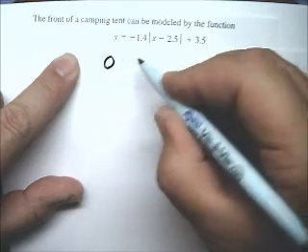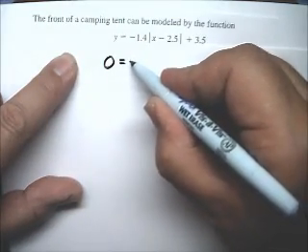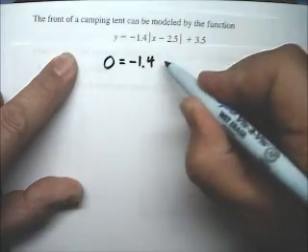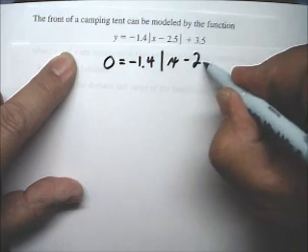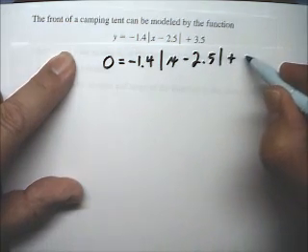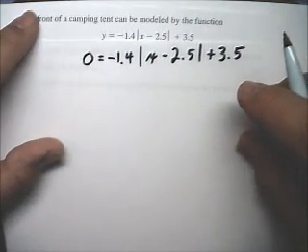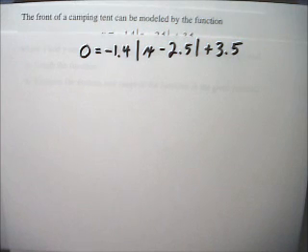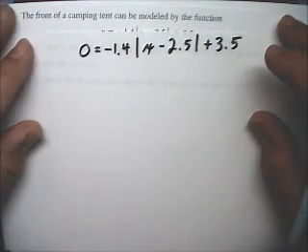So y equals 0, so we have 0 equals minus 1.4 times the absolute value of x minus 2.5 plus 3.5. So all we have to do is solve this for x, and then we'll be able to transfer that information to the graph, and that'll do it. So let's get started here.